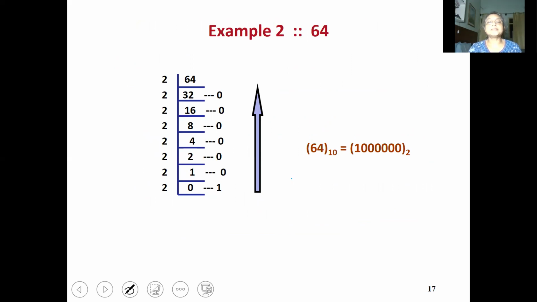This is one more example, 64. We keep dividing, and these are the remainders. We write the remainders in reverse order, and we get 1 and then 6 zeros.